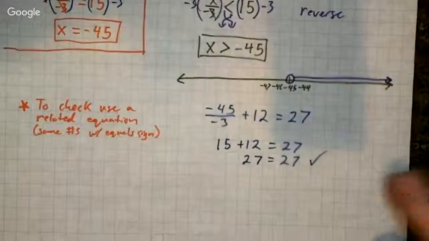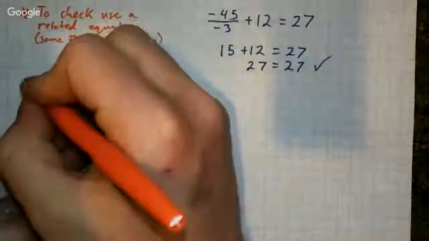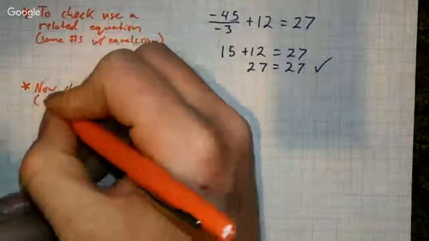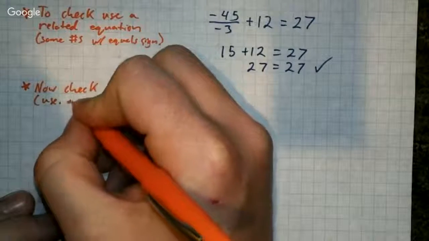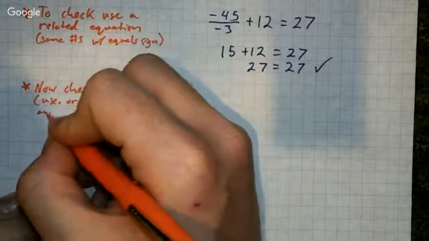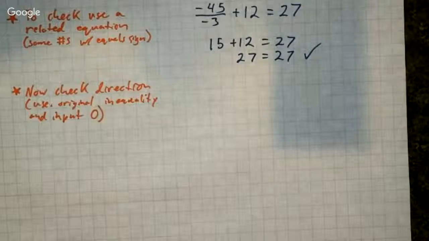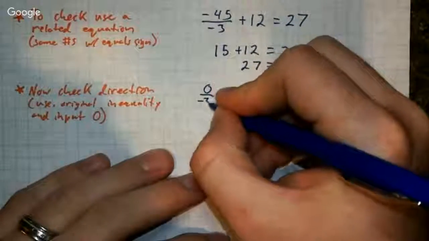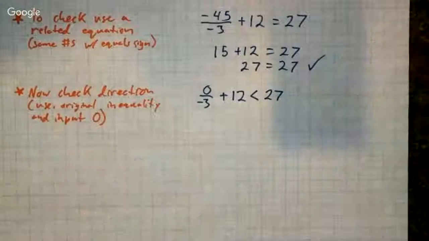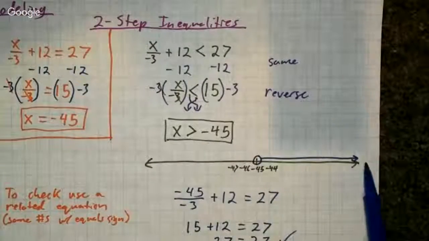But let's see if our direction is correct. How do we check our direction? Now, check direction. And we do that by using the original inequality and inputting 0. So we're going to do the same thing, but we're going to input 0. So we have 0 over negative 3 plus 12 is less than 27. We need to make sure that this is true, because if this is true, that means 0 is a solution, and that means having solutions go towards the 0 would be correct.